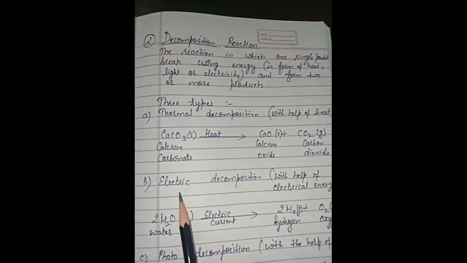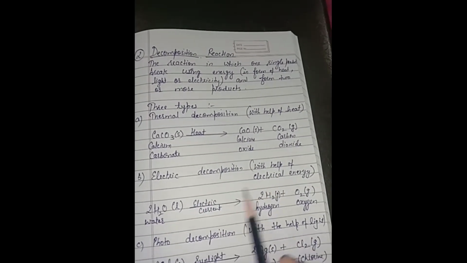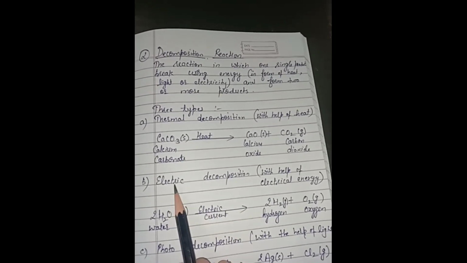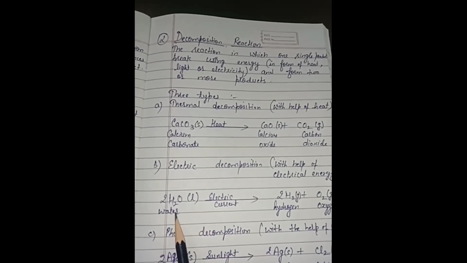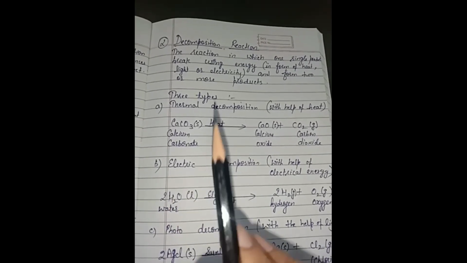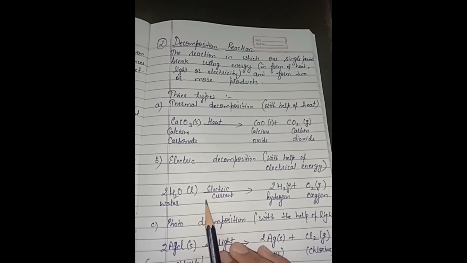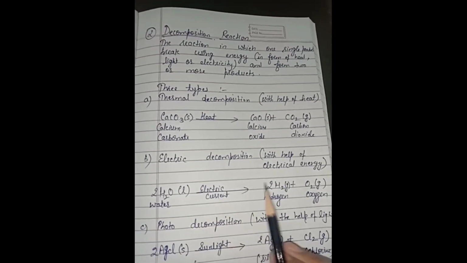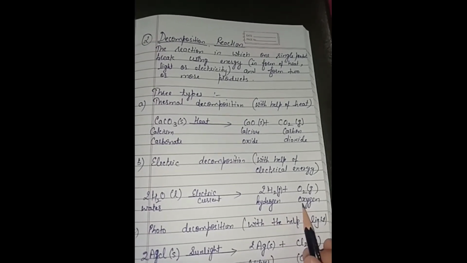Next is electric decomposition. If a single reactant breaks with the help of electrical energy by using electric current, then the type of decomposition will be electric decomposition. We can take the example of water. Water in liquid form: if we pass the electric current through this water, we can make a setup by using cathode and anode, and pour the water in a beaker and pass the electric current through it. Then what will we observe? On the anode and cathode, we observe two different gases being produced.